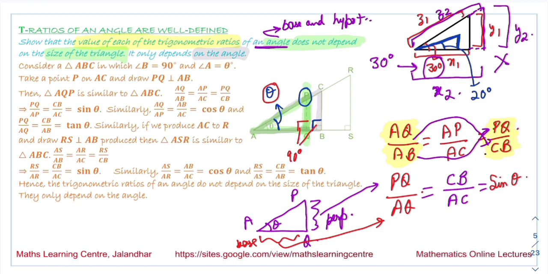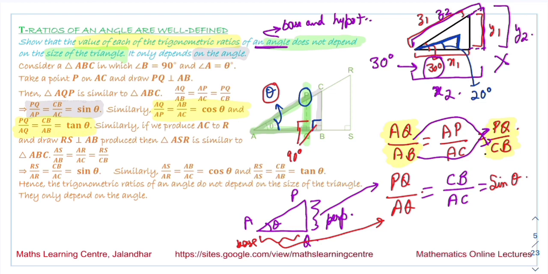So what we get from this is, it is mentioned over here that PQ over AP is equal to CB over AC, which is equal to sine of theta. Similarly, we can prove that AQ over AP is equal to AB over AC, which is equal to cos theta. PQ over AQ is equal to CB over AB, which is equal to tan theta.